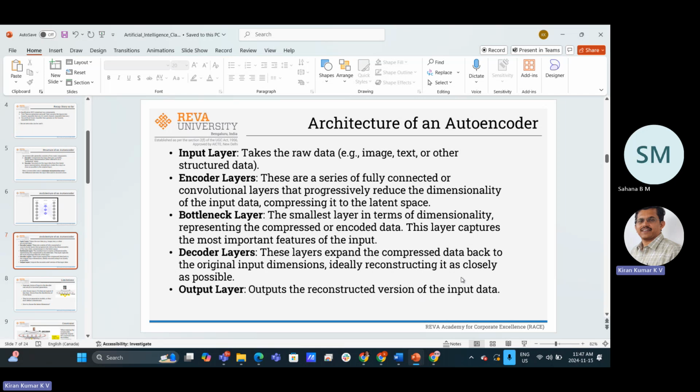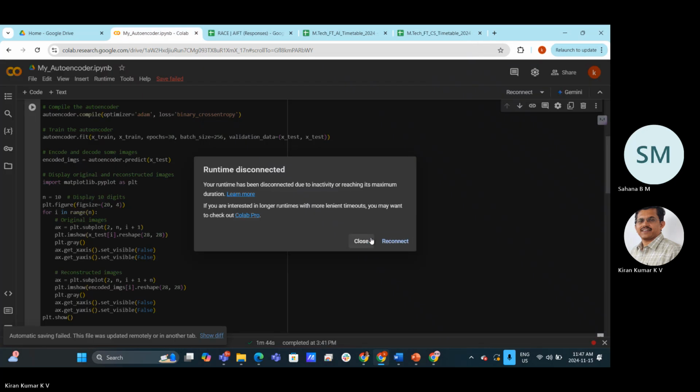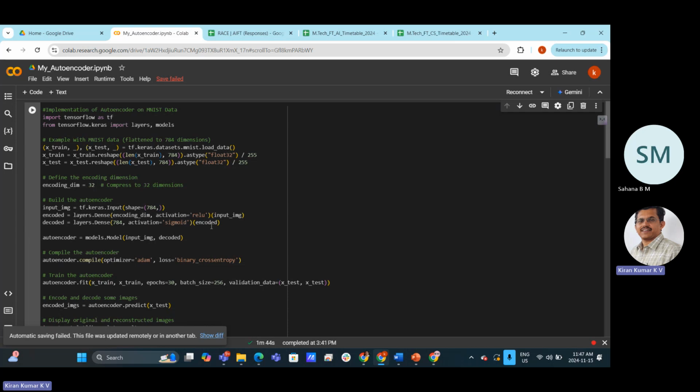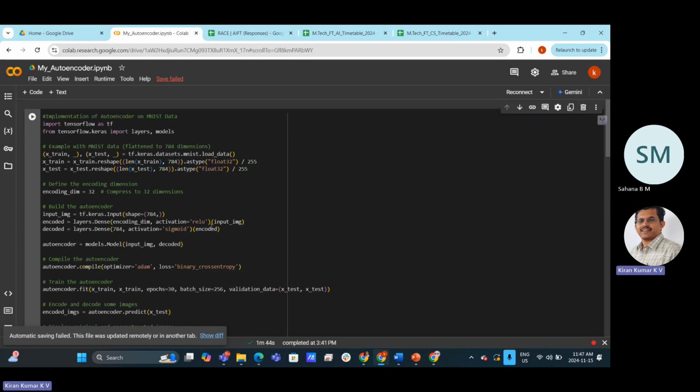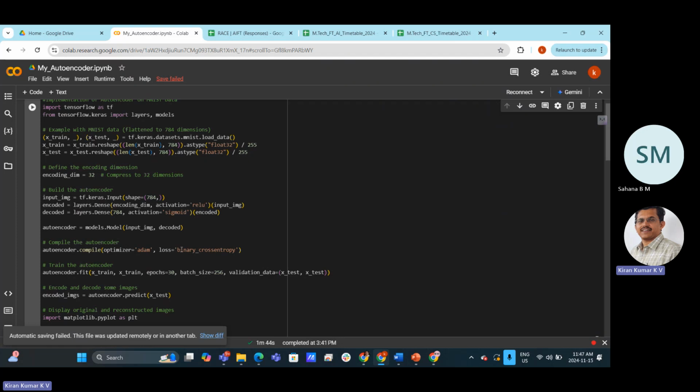And it also contains something else. Let's look at the code. The autoencoder here mainly contains a dense layer, and your decoder also contains a dense layer. So what am I doing here? I'm converting an input image of 28 cross 28 to 32.